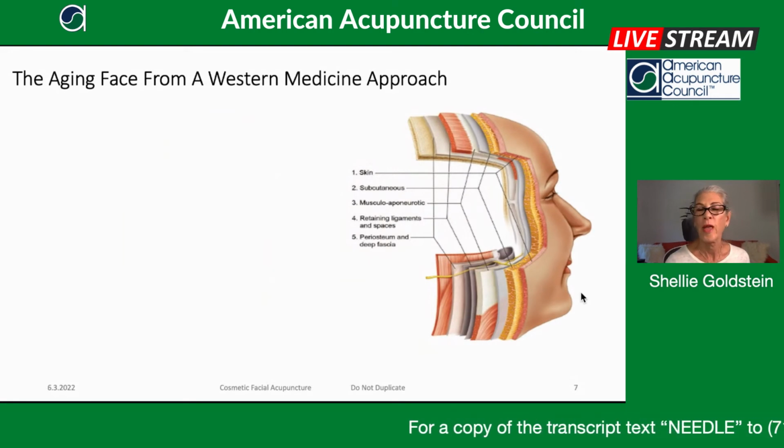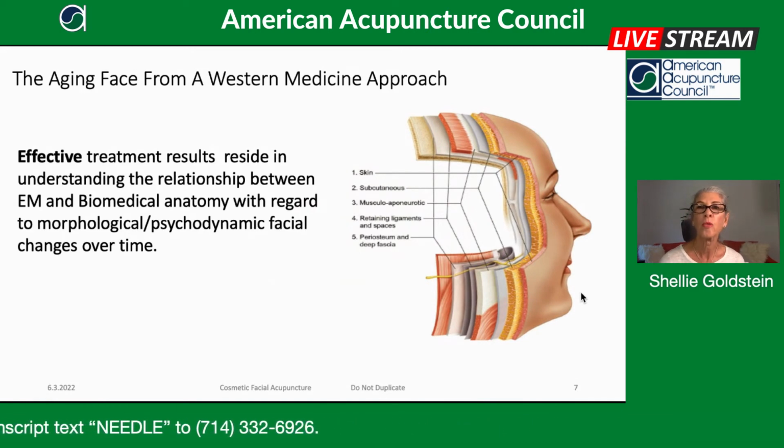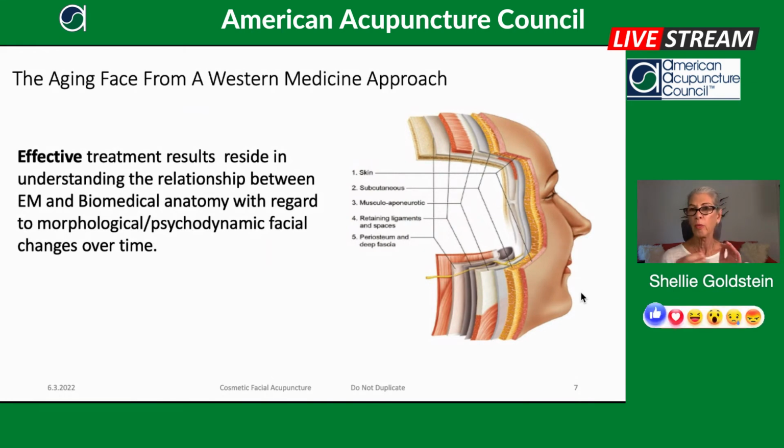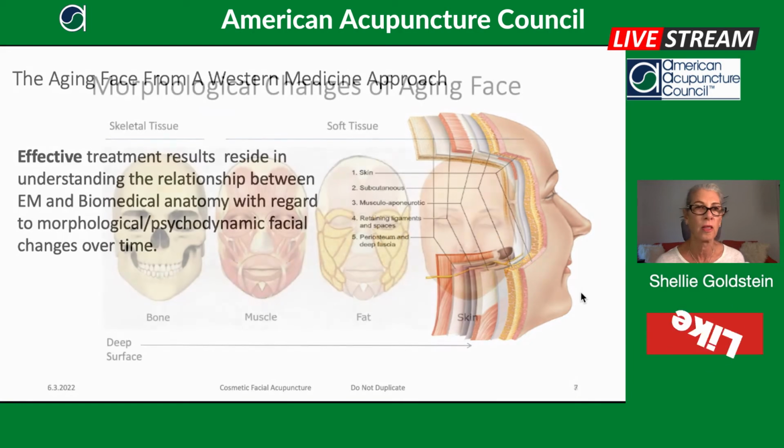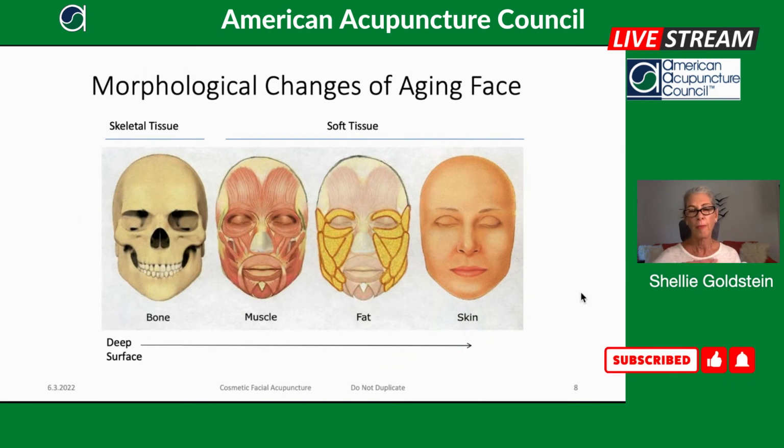We know we have bone, and then above the bone we have soft tissue. In order to really get effective treatment results, we need to understand the relationship between Eastern medicine and the biomedical anatomy with regard to the morphological or the psychodynamic facial changes over time. So let's break these down and look at them as they exist from bottom to top. Deep to the surface, we have bone, the basic structure of our face that holds the shape of our face. On top of bone, we have muscle. On top of muscle, we have fat. And then superficially, we have skin.